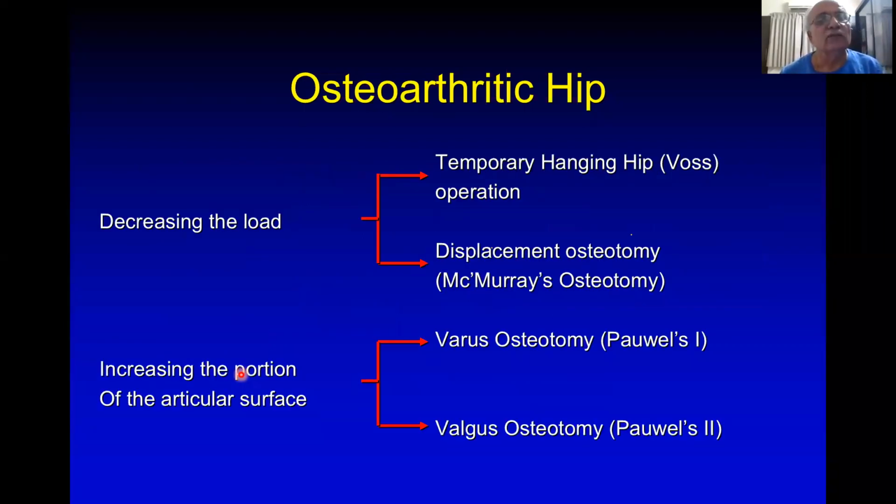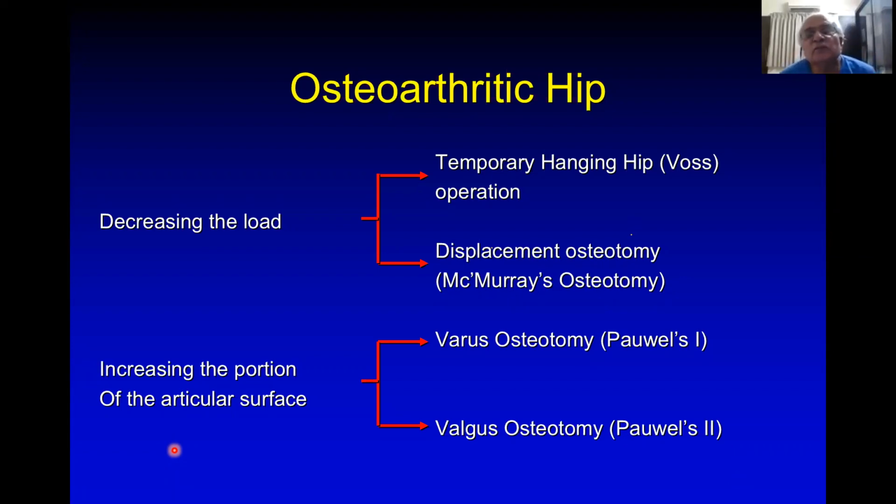So there was a possibility of doing this by decreasing the load. That's why we always ask our patients to reduce their weight, so that you can reduce the pressure on the acetabulum and the arthritic femoral head, or increase the portion of the articular area. Either one of the things you can do: decrease the load or increase the area, so that the area available per square millimeter for the articulation is much more. We will come to that, how we can do this.